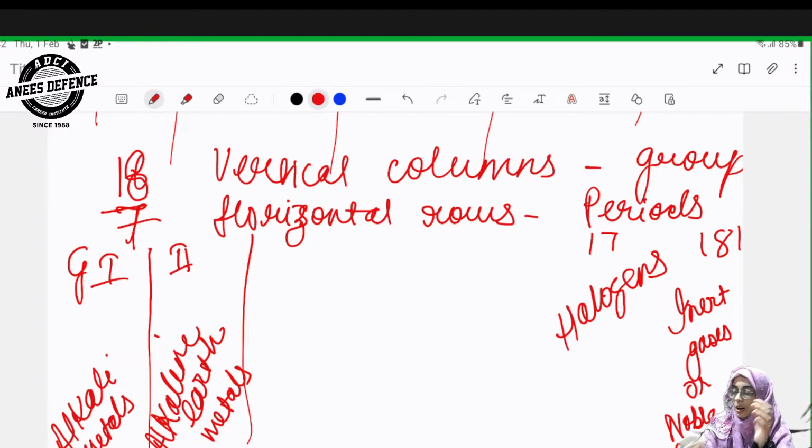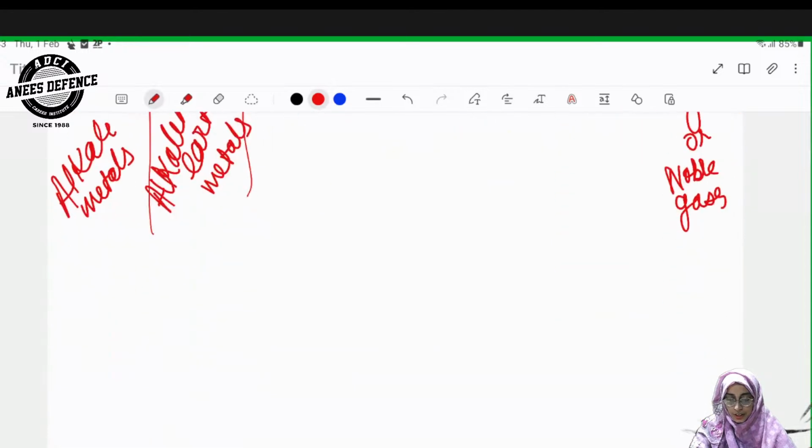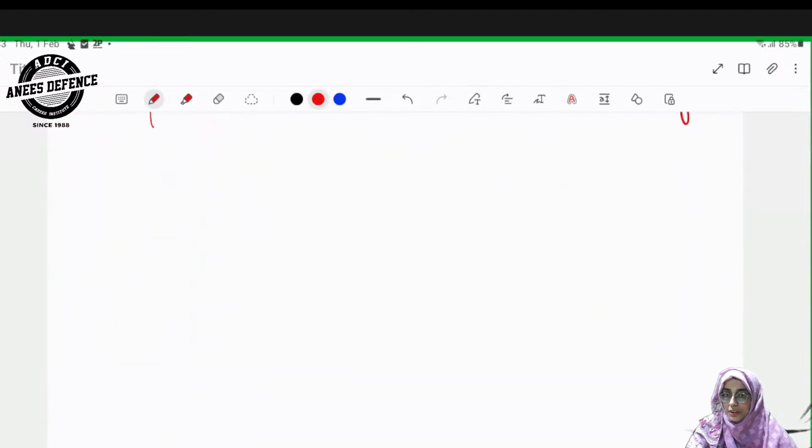SPDF. How did we name them SPDF? How are they grouped? How are they known as S block elements, P block elements, D block, and F block elements? Their last electron lies on the S orbital. Yes, because their last electron lies on the S orbital. And in the P block, their last electron lies on the P orbital.